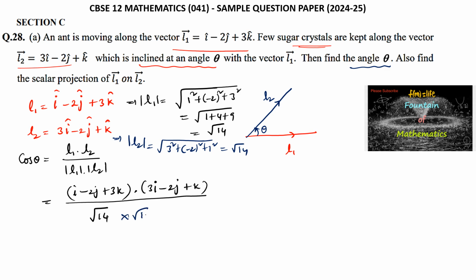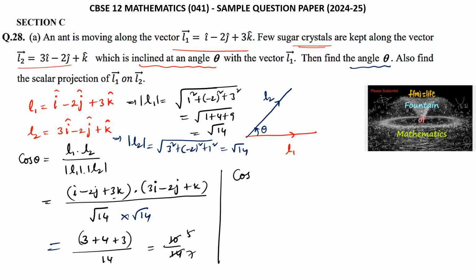So into root 14, and simplifying, 1 into 3 is 3, −2 into −2 is plus 4, and plus 3 into plus 1 is 3. So divided by root 14 into root 14 is 14. So 3 plus 3 is 6, 6 plus 4 is 10, 10 upon 14, or we can write 2 fives are 10, 2 sevens are 14. So we have cos theta is equal to 5 by 7, which implies the angle theta is equal to cos inverse of 5 by 7.